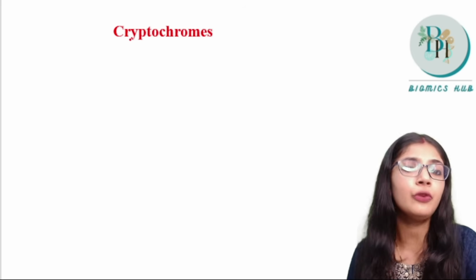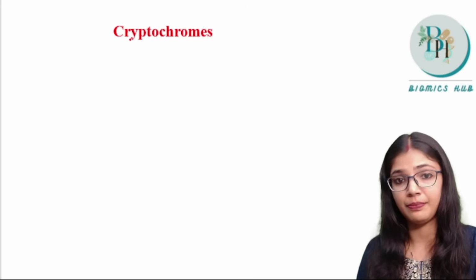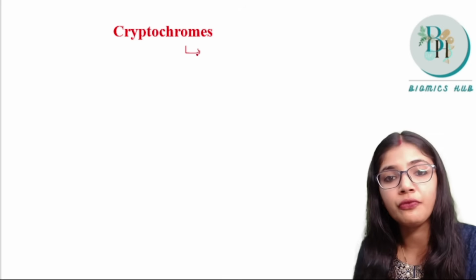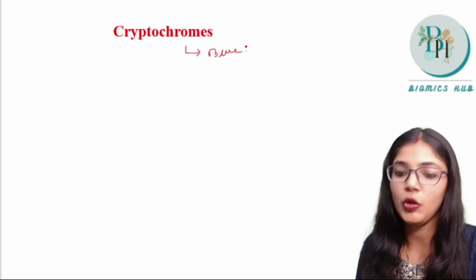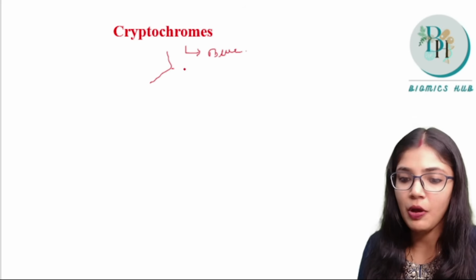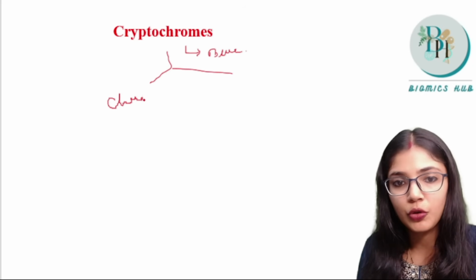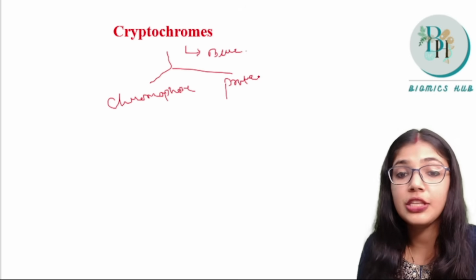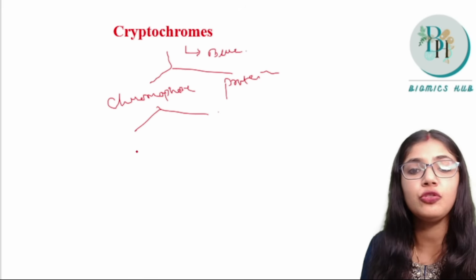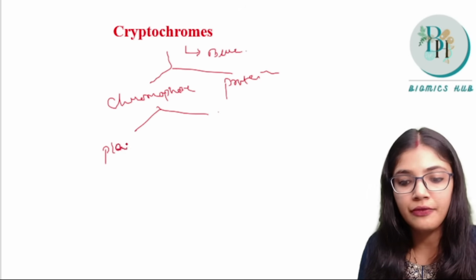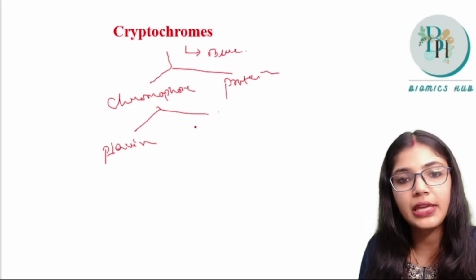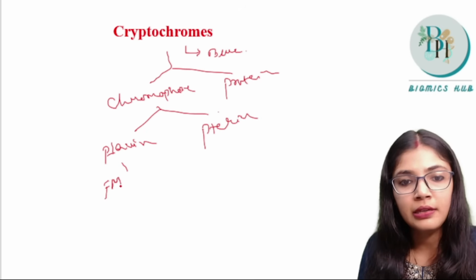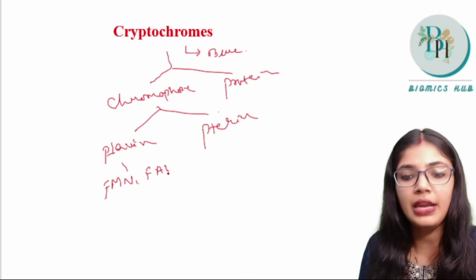In this video, we are going to discuss one of the photoreceptors, which is known as cryptochrome. This cryptochrome absorbs blue light, and it is made up of two things: the chromophore and a protein. The chromophore has two parts, a flavin and a pterin. The flavin is made up of FMN and FAD.